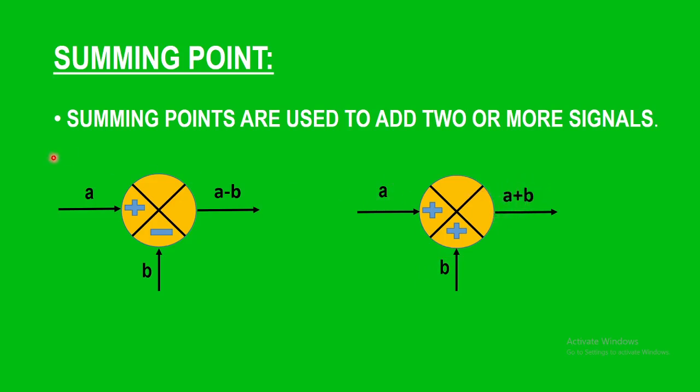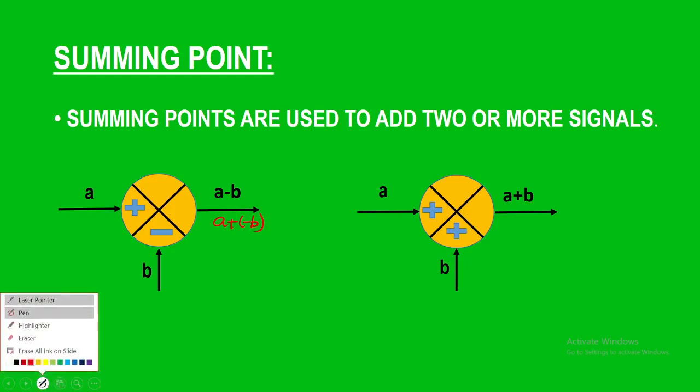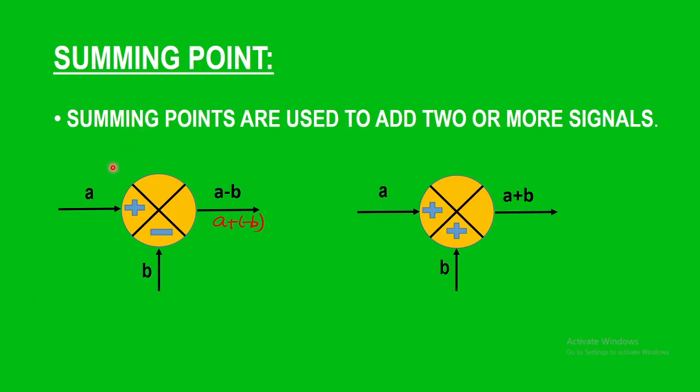Whenever you want to add two signals, we use this summing point. The summing point is represented by a circle with a cross inside. The symbols, whether addition or subtraction, whatever it may be, can be written here. So A plus or minus B can also be written like this. Whenever you want to add two or more signals, we use the summing point. That is the definition of the summing point.